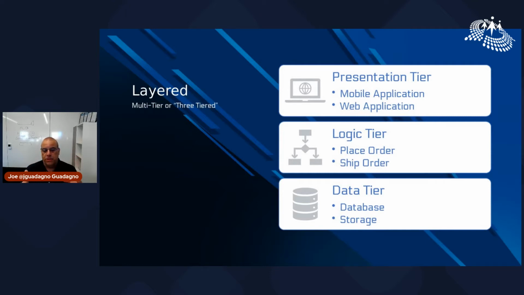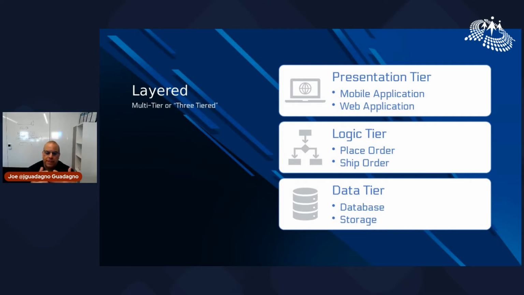In this particular example, the logic tier, this is where you host things like how to place an order, how to ship an order, how to check the accounts, all that business intelligence. And then you have the data tier, and this is where you store it, your database backend that stores each of your clients or customers, all your orders, all your products.